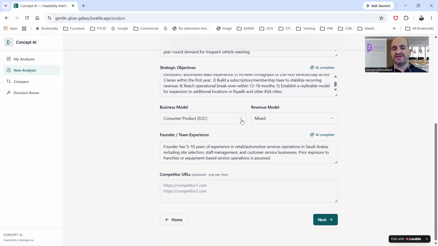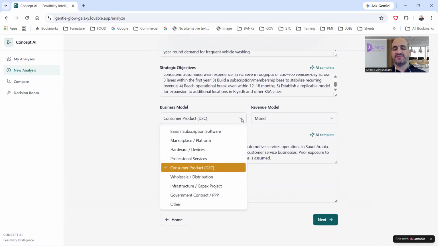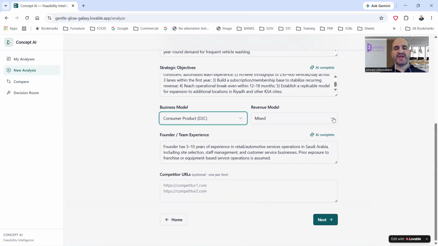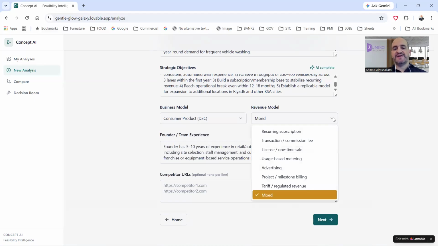Also, business model. We're talking here about consumer product. What is the revenue model? By the way, we can choose, and we try to save your time by doing this by AI, but still you can choose if it was not understood or not the best choice, you can come here and choose which industry, which model. What is the revenue model? We're talking here about transactional, or is it tariff, or is it project or advertising? We're talking here about mixed. It could be transactional also, by the way.